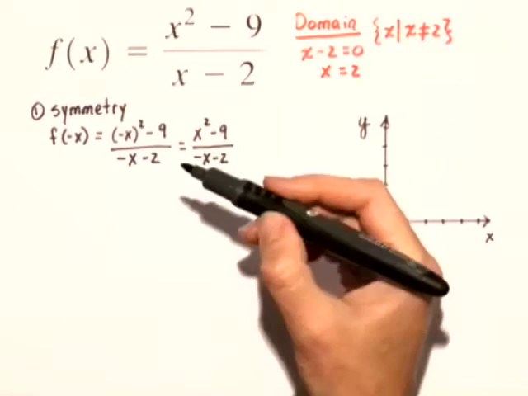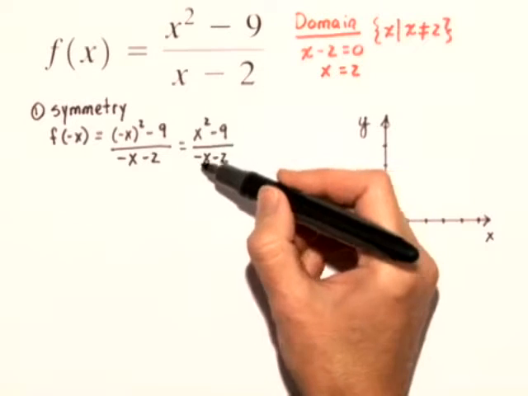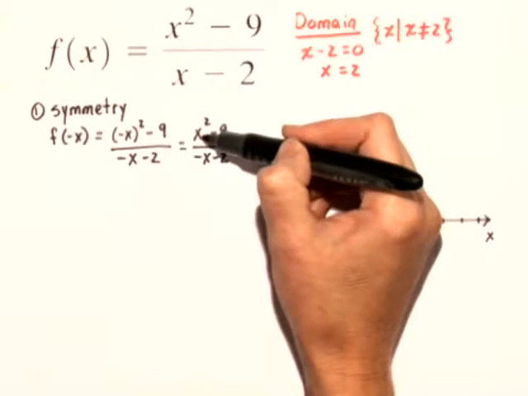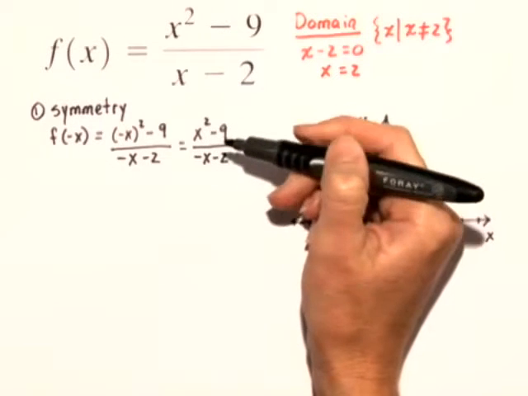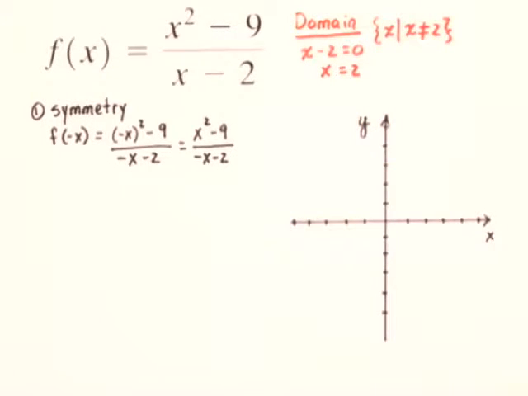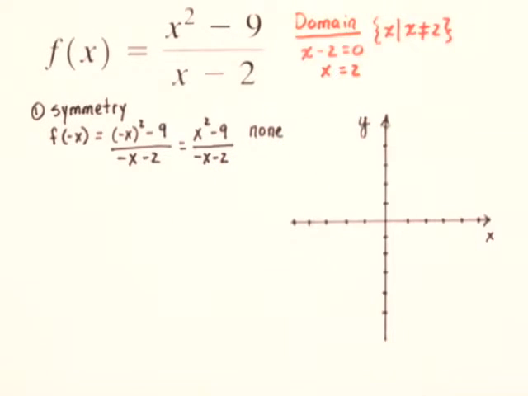Well, let's see if that's the case here. If that's the case, we need every single term to have an opposite sign. Well, since both x squared and x squared in the numerator are both positive, then it's not opposite. So, therefore, we can say that it's not odd. Finally, we can say that there's no symmetry, so we'll say none.